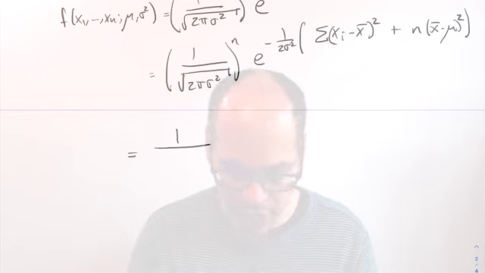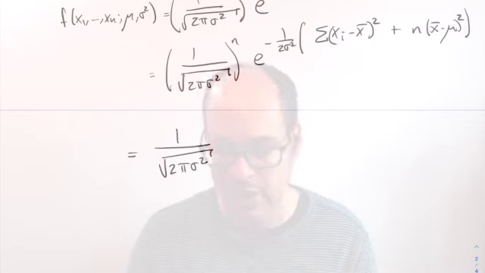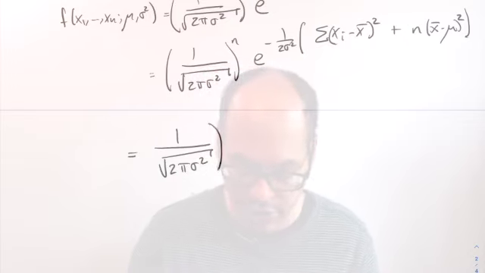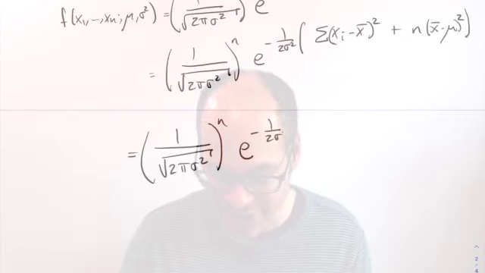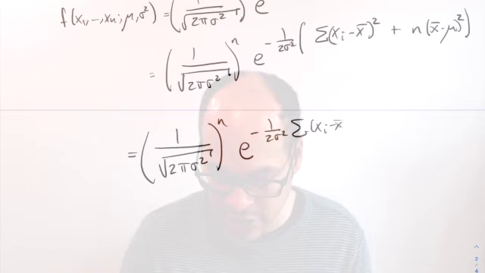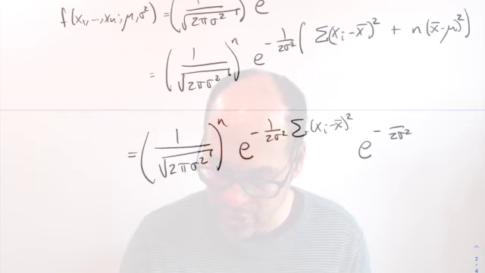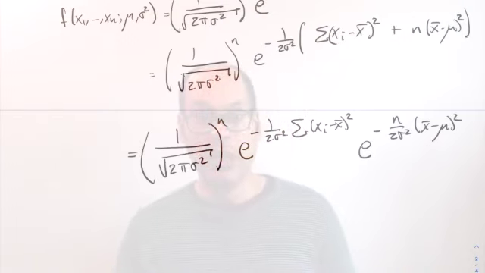Now, of course, this is an exponential, so I can break up this sum inside the exponential as a product of exponentials. Bear with me, we're going to get somewhere, we really will. So e to the minus 1 over 2 sigma squared times the sum of the xi minus x bar squareds, and then an e to the minus 1 over 2 sigma squared, with an n on the top, times x bar minus mu squared. That's what we've gotten.